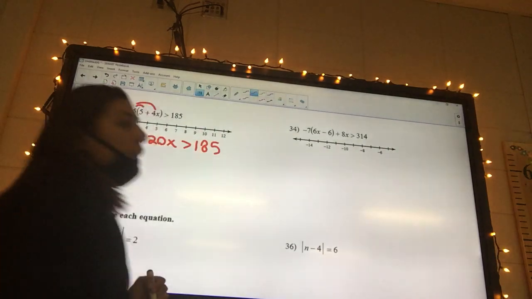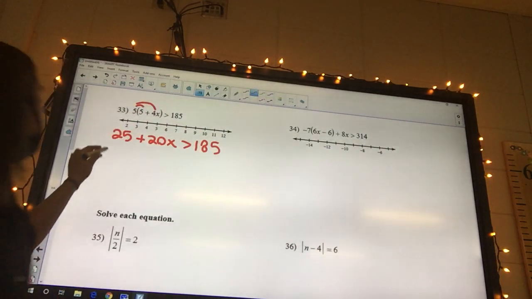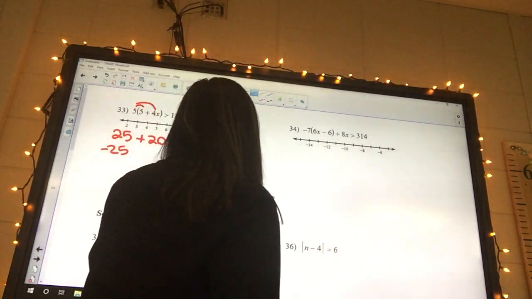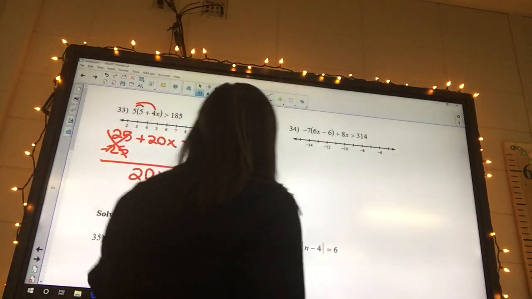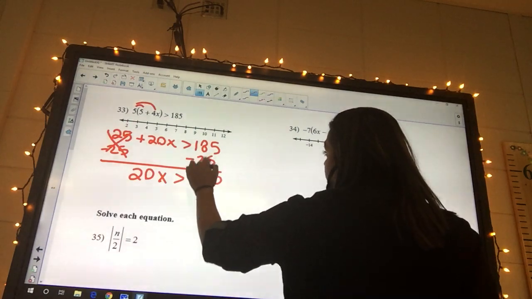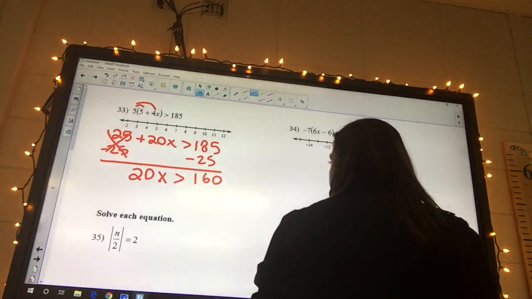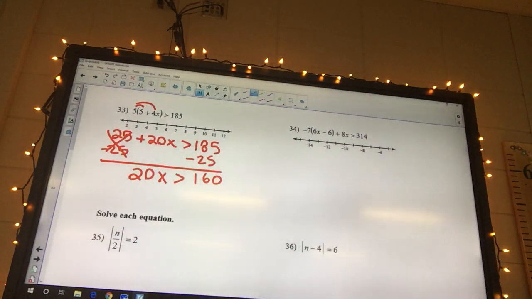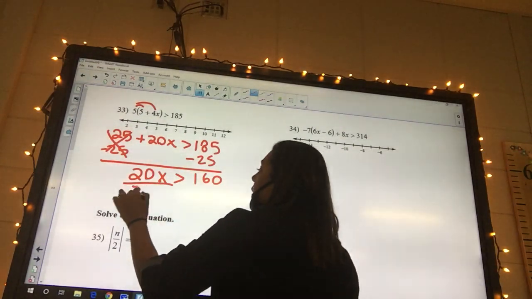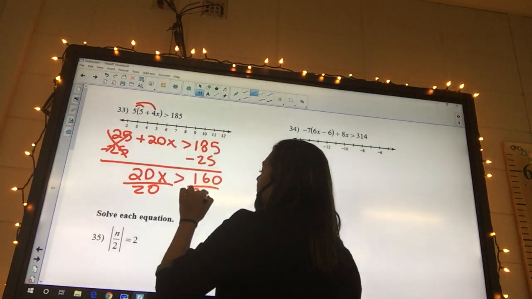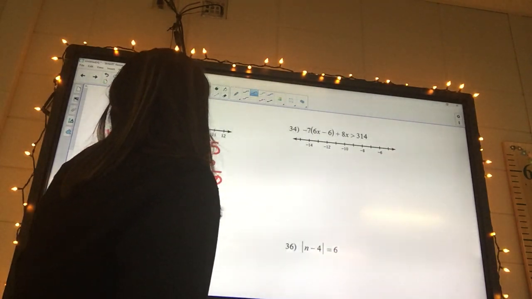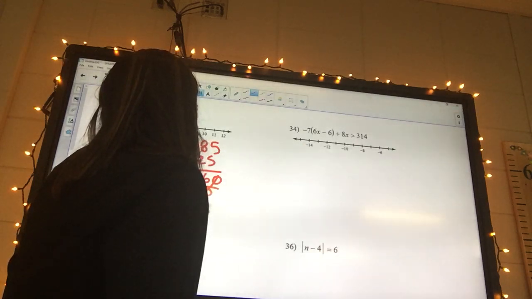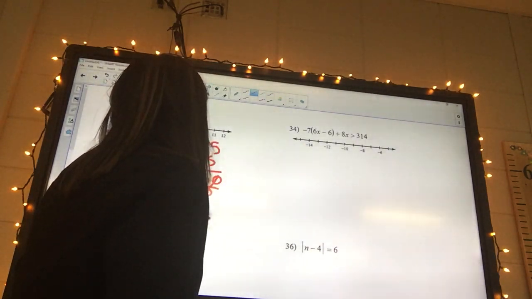What's gonna be our next step? Subtract 25, negative 25. So I got 20x is greater than 160. Got it. And what's our last step gonna be? Divide, which would be 40. 60 minus 20 is 40. So you can cancel the zeros. 16 divided by 2 is just gonna be 8.